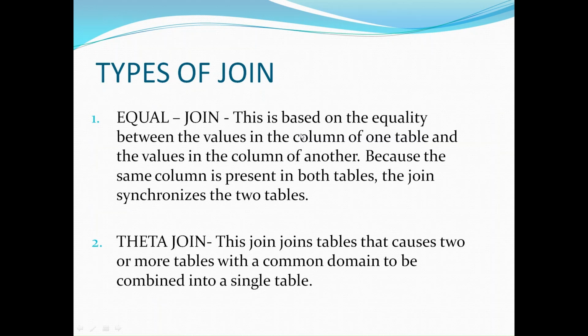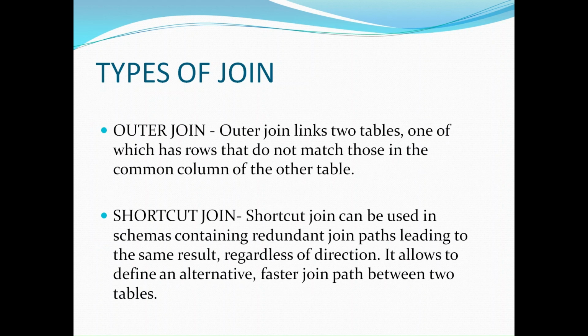The first type of join is equal join, and just as the name suggests, it is based on equality between the values of a column of one table and a column of another table. So this is equal join. The next join we are going to discuss is theta join, which causes two or more tables with a common domain to be combined into a single table. You will also learn more about it in detail, so don't worry.